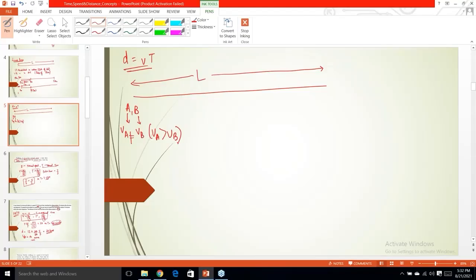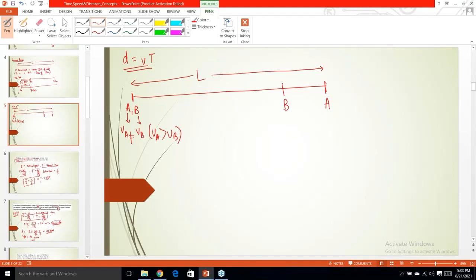If there is no head start or anything, and both start at the same time from the same start mark, obviously A will win the race. Any doubts to anyone in this? Now, if A wins the race, the question that can be put to you is by how many meters does A beat B? Because if A reaches here, obviously B would be somewhere here. So the question is, by how many meters does A beat B?